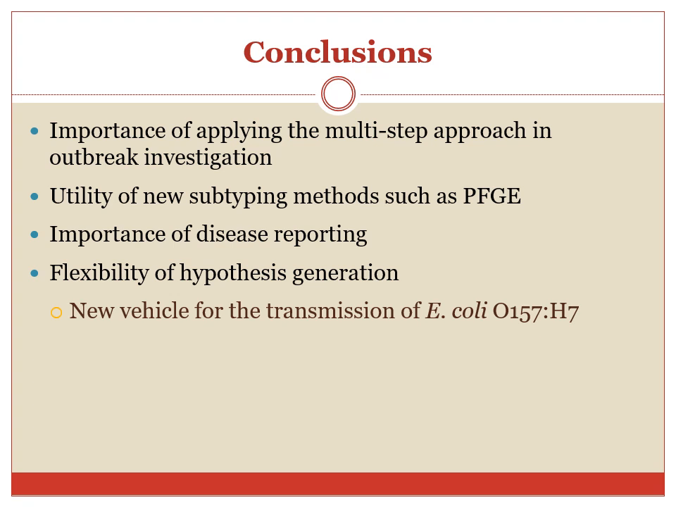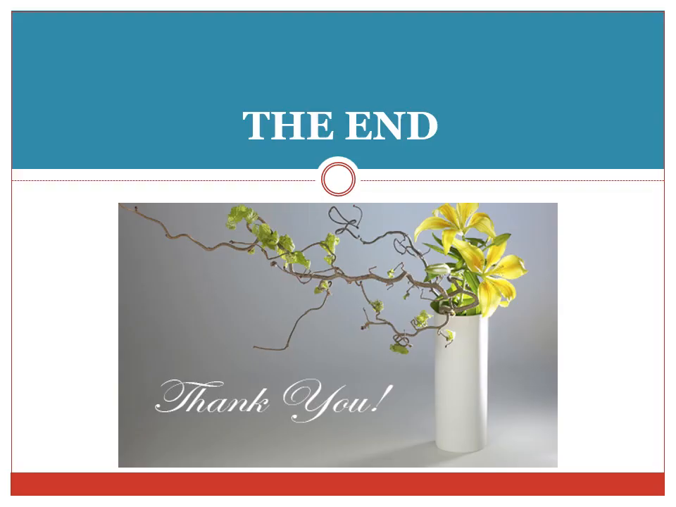And it's very important to have flexibility of hypothesis generation, because as we said, we are learning something new about a particular disease. So you have a new vehicle for the transmission of E. coli O157:H7, which are the sprouts that have been contaminated in the seed lot. Okay? And this is the end of my presentation.